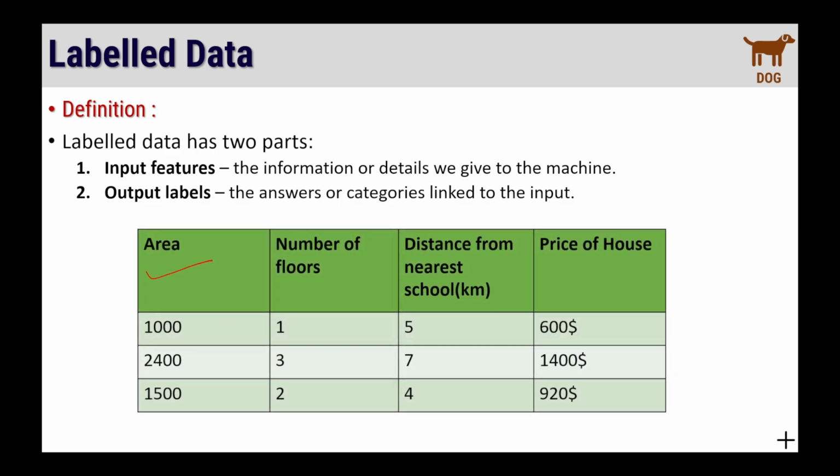Here, the area, number of floors, and distance from the nearest school are input features, while the price of the house is the target or the output label. This is labeled data because the inputs like area, number of floors, and distance from the nearest school are tagged with the output feature. So this is labeled data.